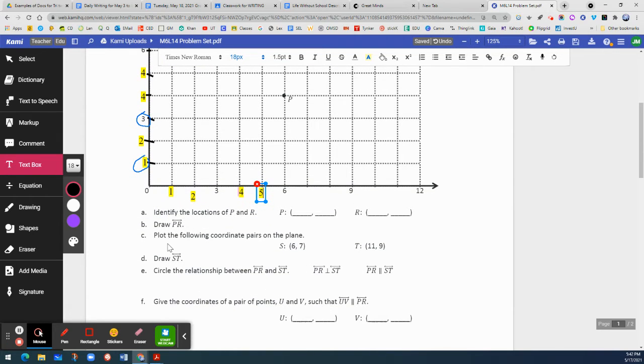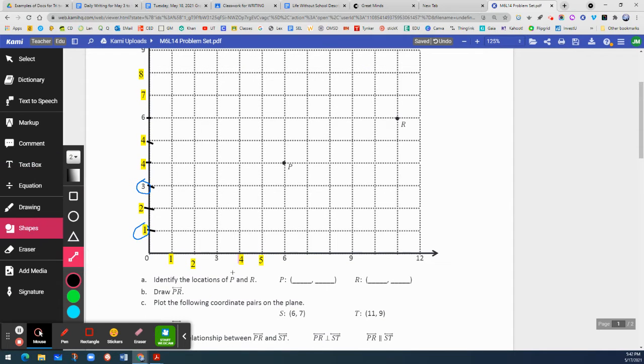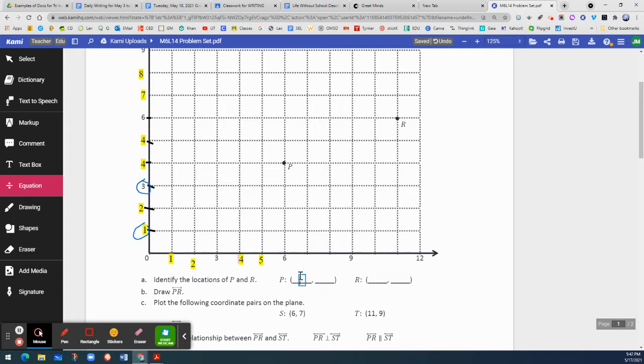All right, let's read the instructions. Identify the location of P and R. All right, so let's identify the location of P and R. I'm going to use my line here, and I'm going to use a red line. So here's P. If I go from P down to the x-axis, P will be 6. So I will write 6 here. That will be P. That will be the x.